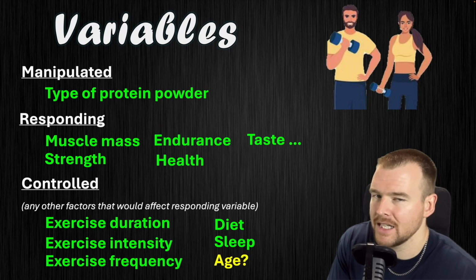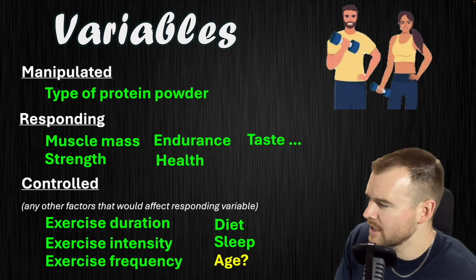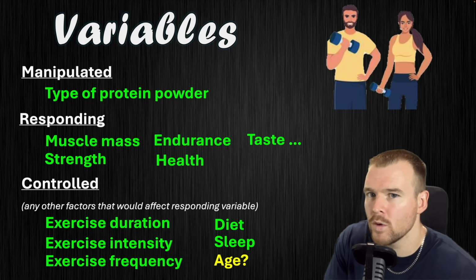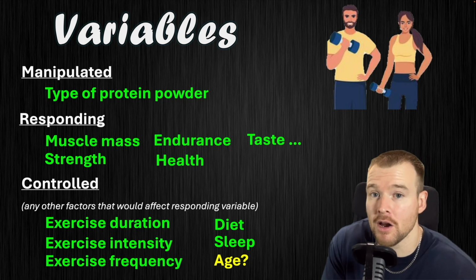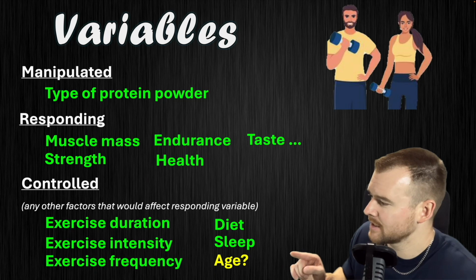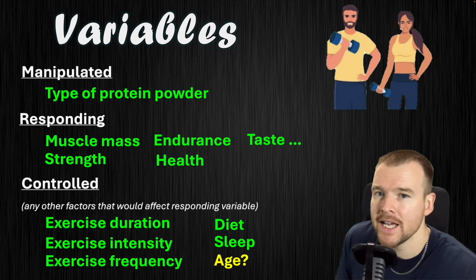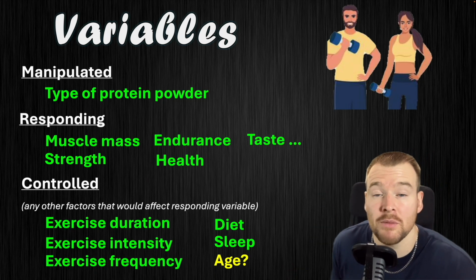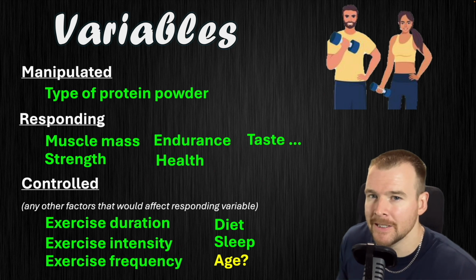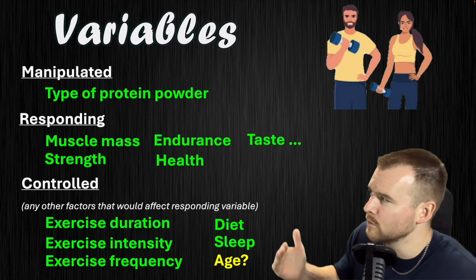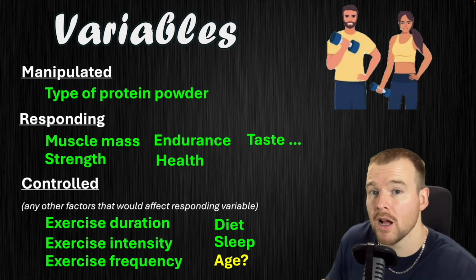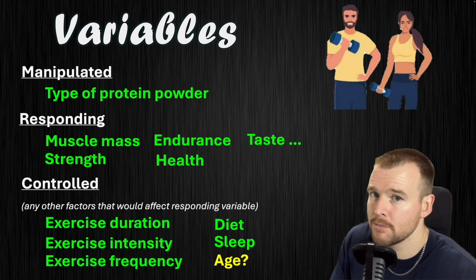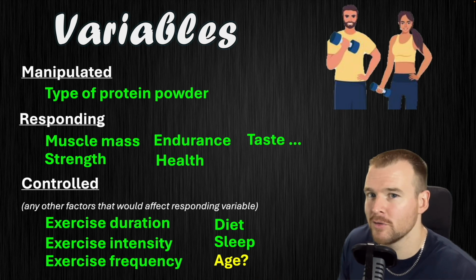And age. The reason why I started age here is that probably would affect the ability of someone to put on muscle, but maybe that's considered in what we want to know. Is this better for younger people or older people, or is it the same for all of it? So although that can have an effect, that might be something we actually kind of want to include in our results. This worked really well for older people, not as well for younger people. Something like that could be useful information.